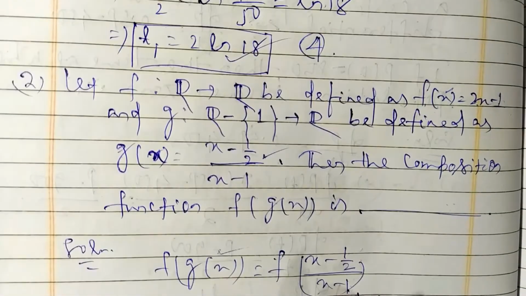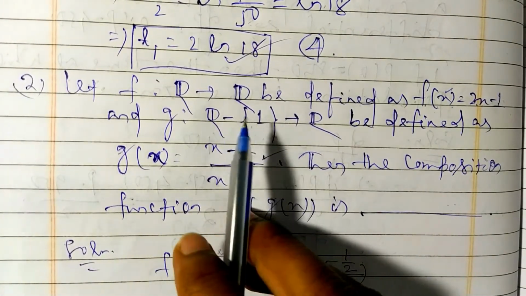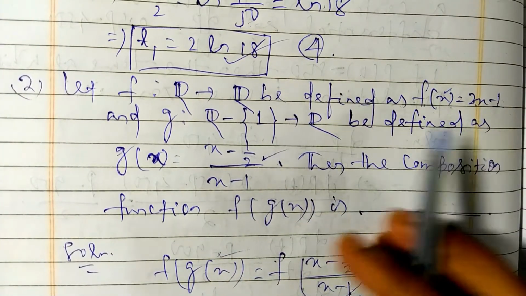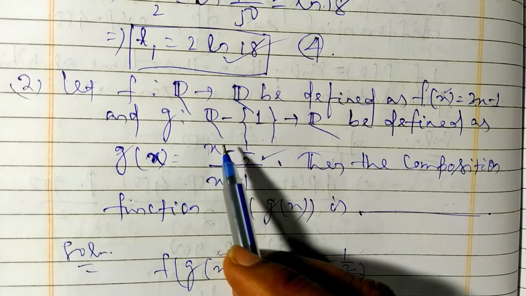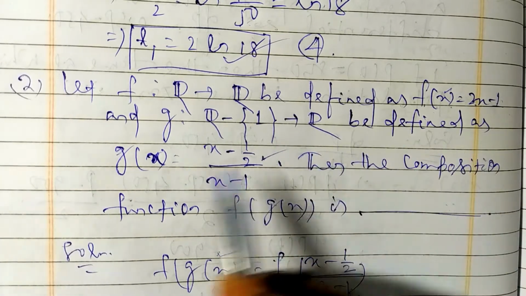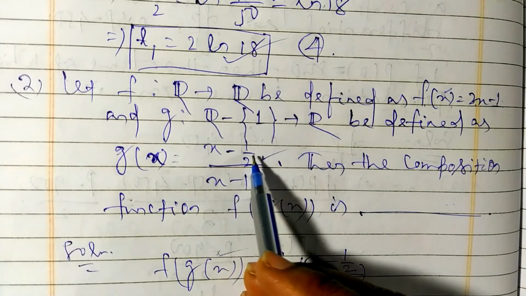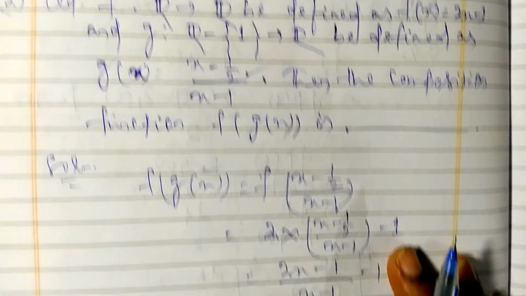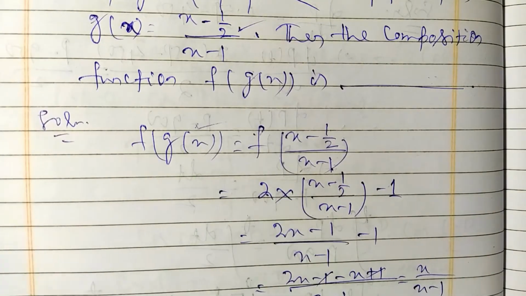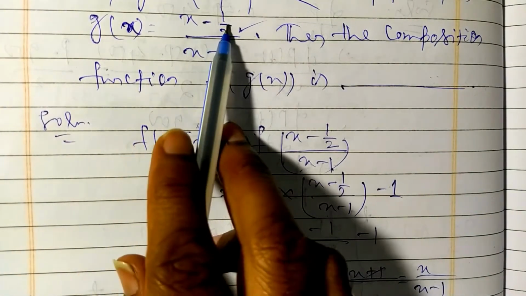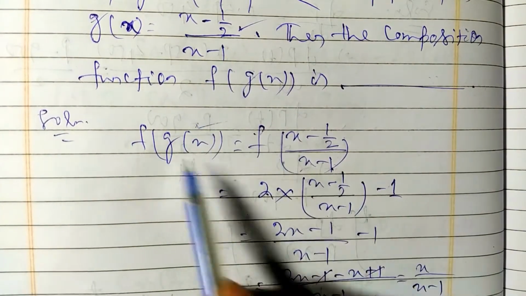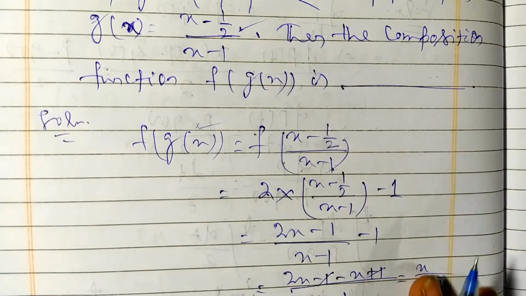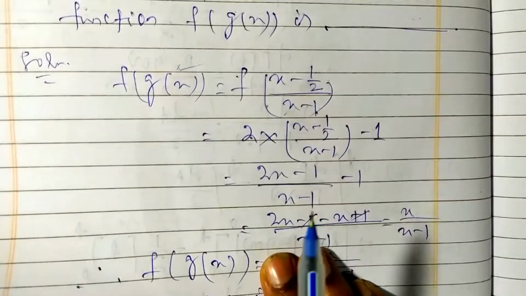Number 2. Let f be a function from R to R defined as f(x) = 2x - 1, and g a function from R minus {1} to R defined as g(x) = (x - 1)/(2(x - 1))... then the composition function f of g of x. So f(g(x)), the value of g(x) is given as (x - 1)/2 by x - 1, so in place of g(x) we took this value.